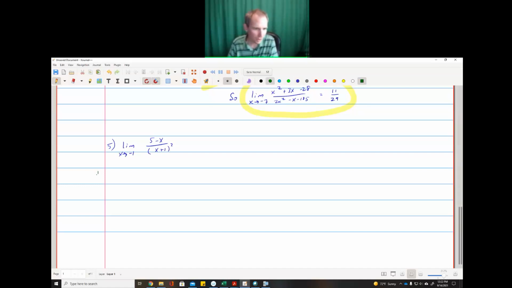Okay, so let's try direct substitution. When I try direct substitution, I have 5 minus negative 1 over negative 1 plus 1 squared. So in the numerator, I get 6, and in the denominator, I get 0. So now we have something different. I don't have a 0 over 0. I do have a 0 in the denominator, so I'm not allowed to do direct substitution. But a non-zero number over 0 tells us that we have an infinite limit.